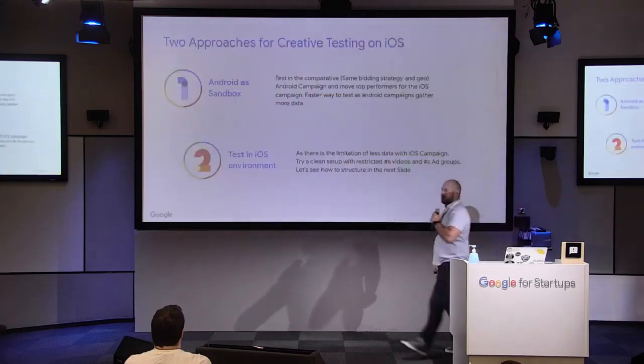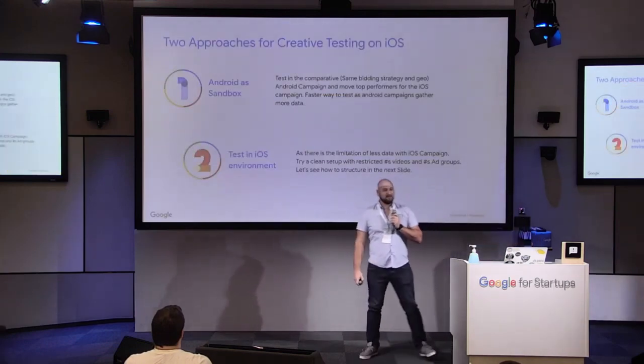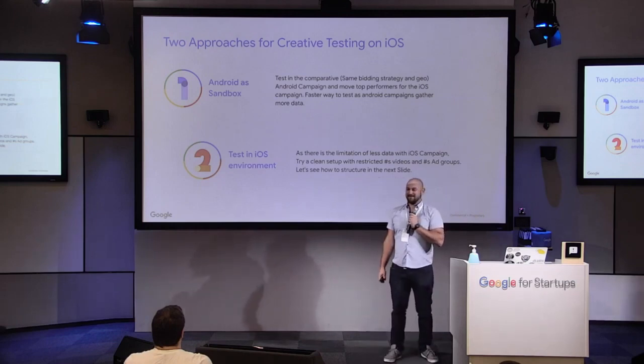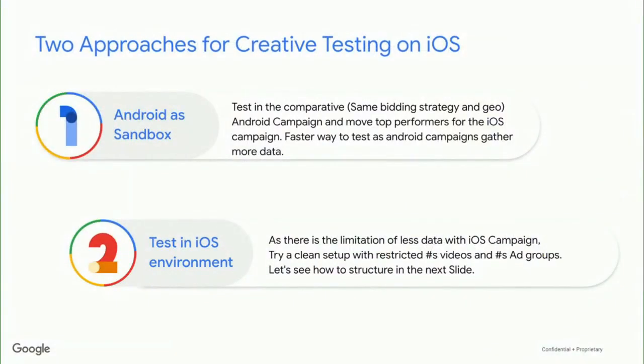So next one is iOS. Has anyone figured out creative testing on iOS? Okay, the only hands going up are for the phones. Perfect. So essentially, no one's really figured it out.